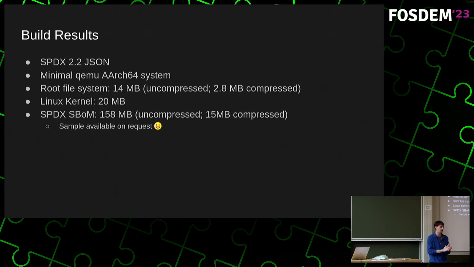we can currently generate SPDX 2.2 JSON format. And I did this for a minimal QEMU AArch64 system. So the root file system was 14 megabytes uncompressed, the Linux kernel was 20 megabytes, and we had 158 megabytes of SPDX document. So yeah, it's a lot. I was actually going to post up the archive, but it's a lot of data. And we're not even reporting on everything yet. Some of that is the JSON encoding and things like that, but it's just a ton of data.